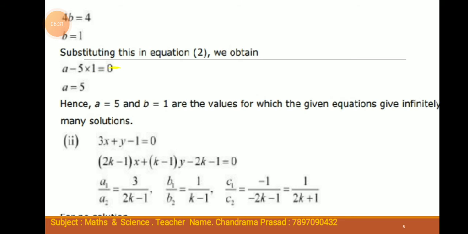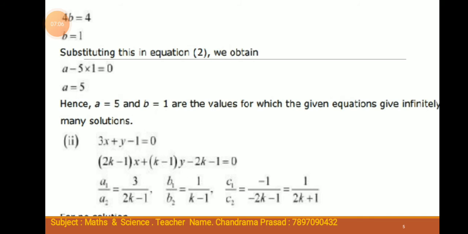Substituting the value of b in equation 2, we obtain a minus 5 into 1 equals 0, or a equals 5. Therefore, you can say that a equals 5 and b equals 1 are the values for which the given equations give infinitely many solutions.